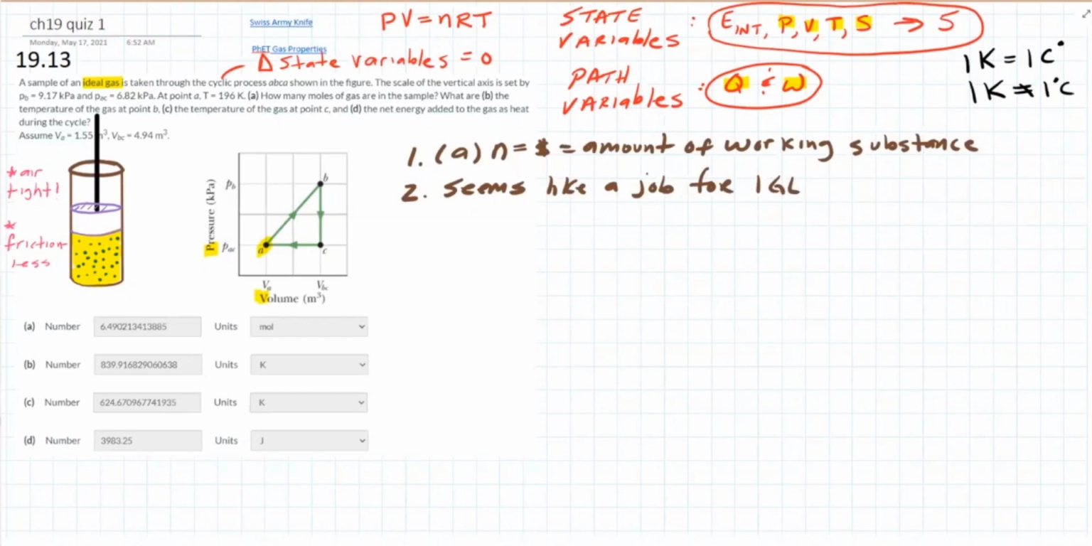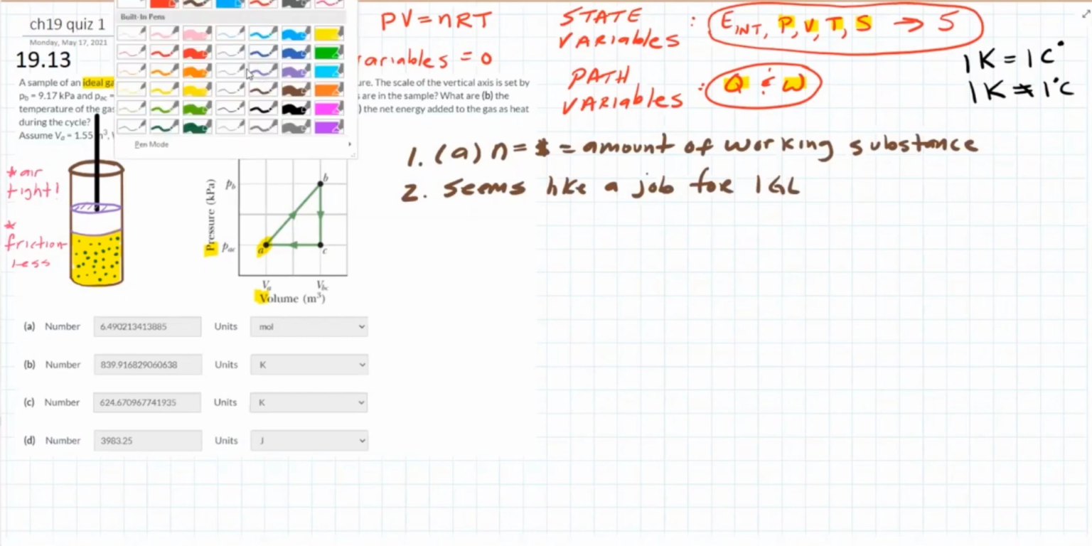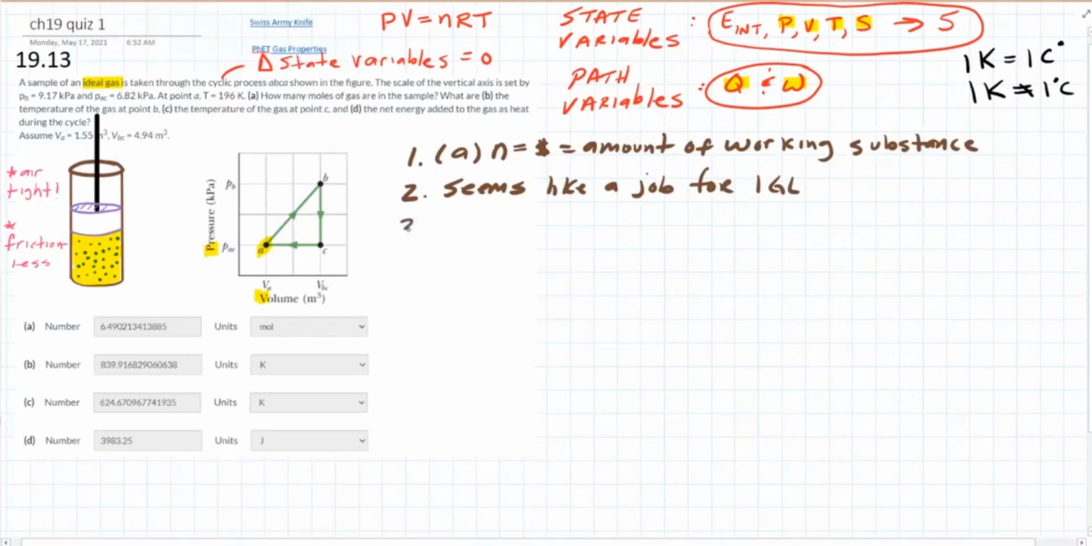Okay, so let's keep going with figuring out how much material I have in this enclosed system. Number 3. Well, seems like a job for the ideal gas law. The ideal gas law is PV equals nRT. So could it be this simple? All I need to do is just rearrange. If PV equals nRT, then n equals PV all over RT. So let's go with that.